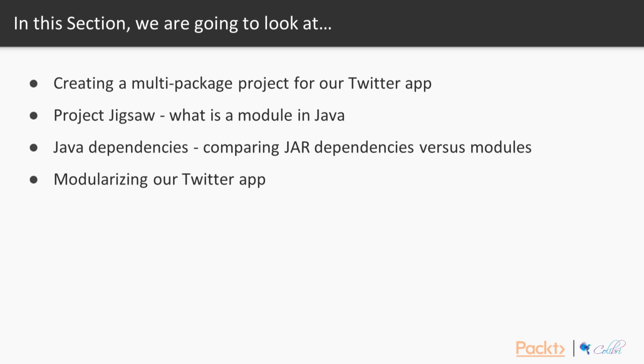And then we'll follow up with an introduction to Project Jigsaw, explaining what new features it brings to the Java ecosystem, then have a short before and after discussion comparing jar dependencies and the newly introduced modules. Finally, we will look into modularizing our Twitter client Java application and understanding the benefits that this modification could bring.